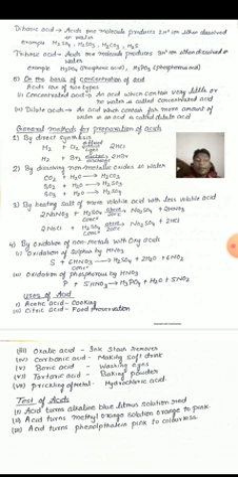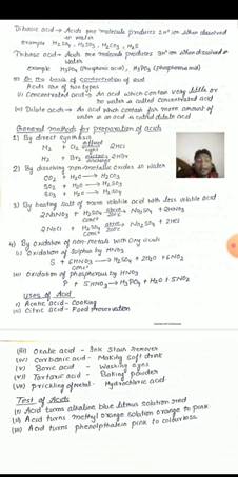Second preparation is by dissolving non-metallic oxide in water. Carbon dioxide on dissolving in water forms carbonic acid. Sulfur dioxide on dissolving in water forms sulfurous acid, and sulfur trioxide on dissolving in water forms sulfuric acid.